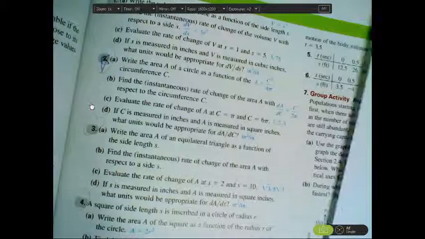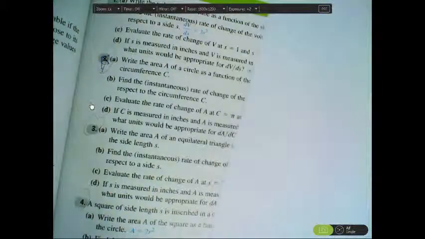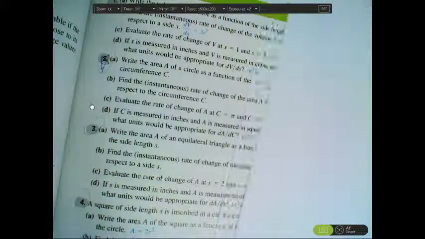Okay, the next thing I want to talk about is this type of question involving an area. Number 2 says write the area of a circle as a function of the circumference c. So the first thing we have to do is, I don't want to use the answer book because I don't want you to see that. Just don't look at the blue stuff. The area as a function of the circumference.